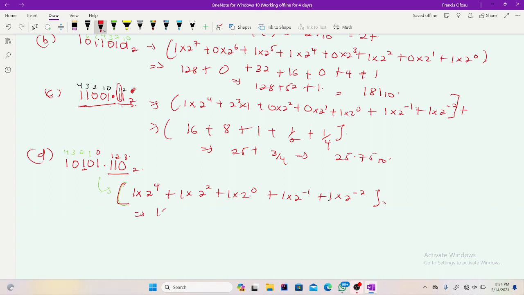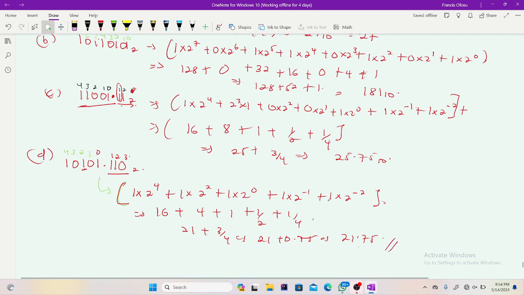So here I'm getting 16 plus 4 plus 1, then plus 1 out of 2, then plus 1 out of 4. Okay. So at this point, 4 plus 16 is 20. Plus 1, 21 plus 3 out of 4, right? So 21 plus 0.75 giving me 21.75 base 10. Don't forget, whenever you are doing base 10 or number basis conversion, don't forget to introduce the right basis below the number like this.